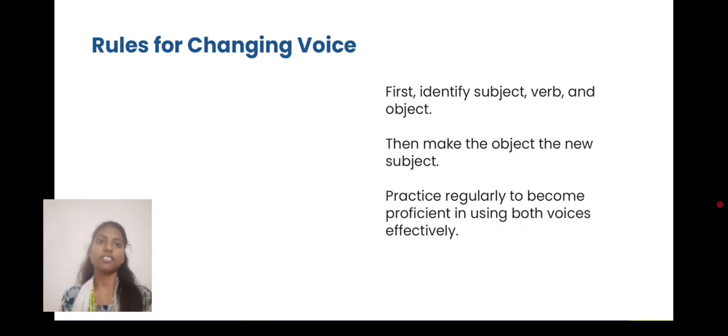Rules for changing voice. First, identify the subject, verb, and the object. Then make the object the new subject. Practice regularly to become proficient in using both voices effectively.